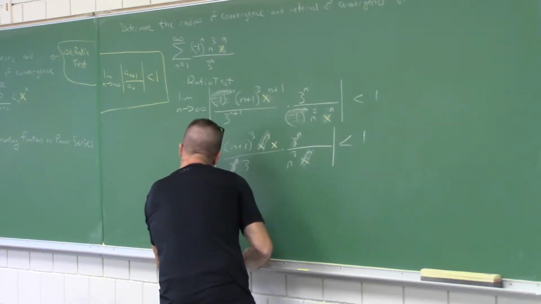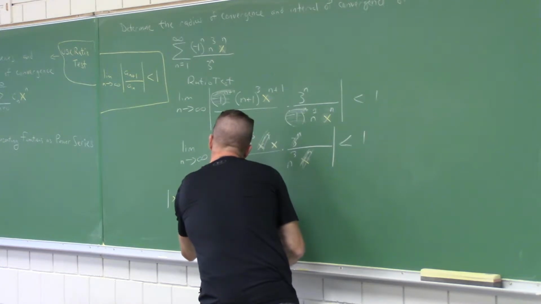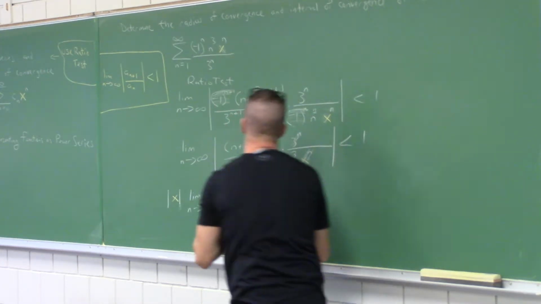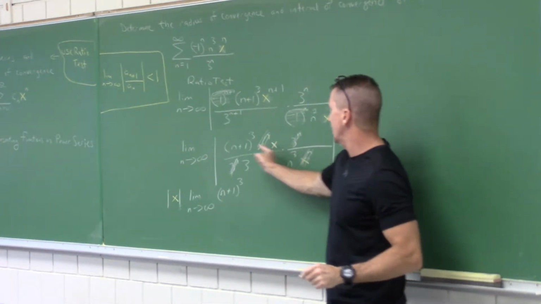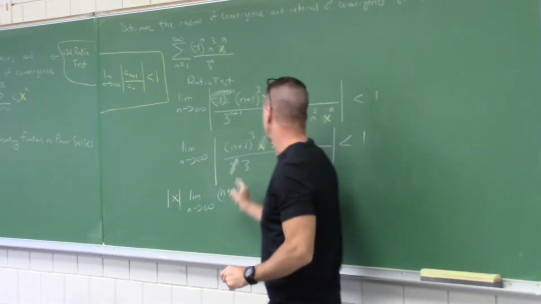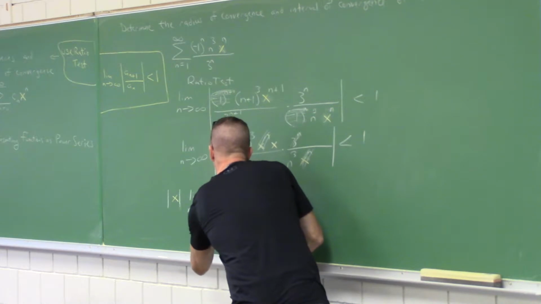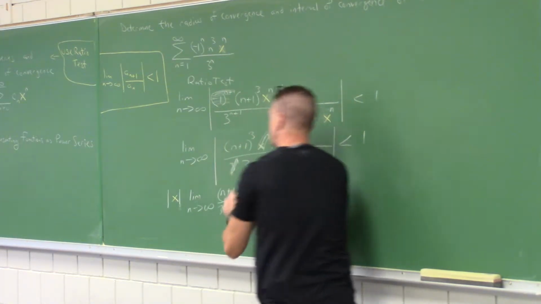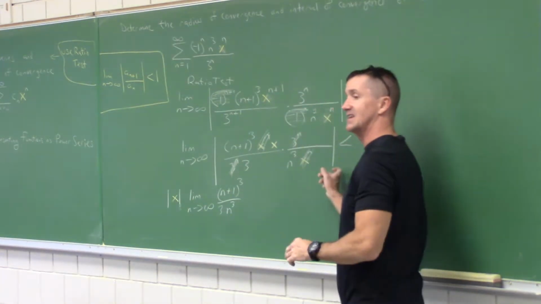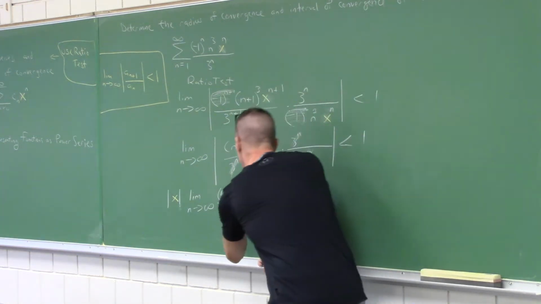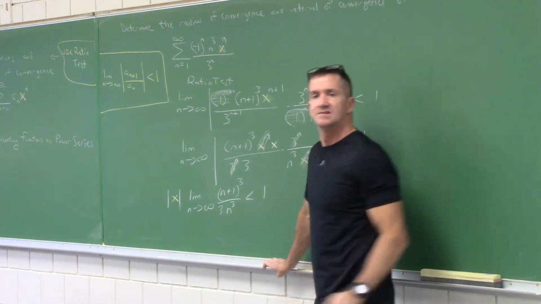All right, what are we left with? There's an n plus 1 cubed. We pull that outside here, right, with bars. What else is in the denominator? A 3 and an n cubed. And we're trying to determine when this limit is less than what? A 1. So I'm going to write that again.